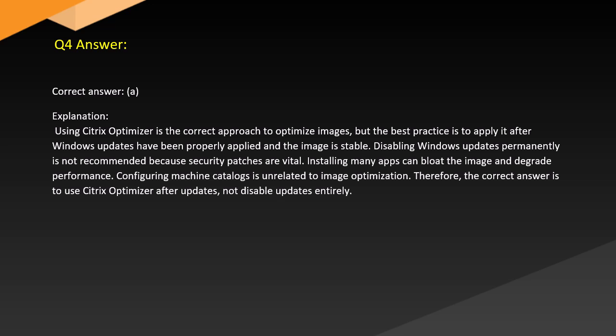Disabling Windows updates permanently is not recommended because security patches are vital. Installing many apps can bloat the image and degrade performance. Configuring machine catalogs is unrelated to image optimization. Therefore, the answer is to use Citrix Optimizer after updates, not disable updates entirely.